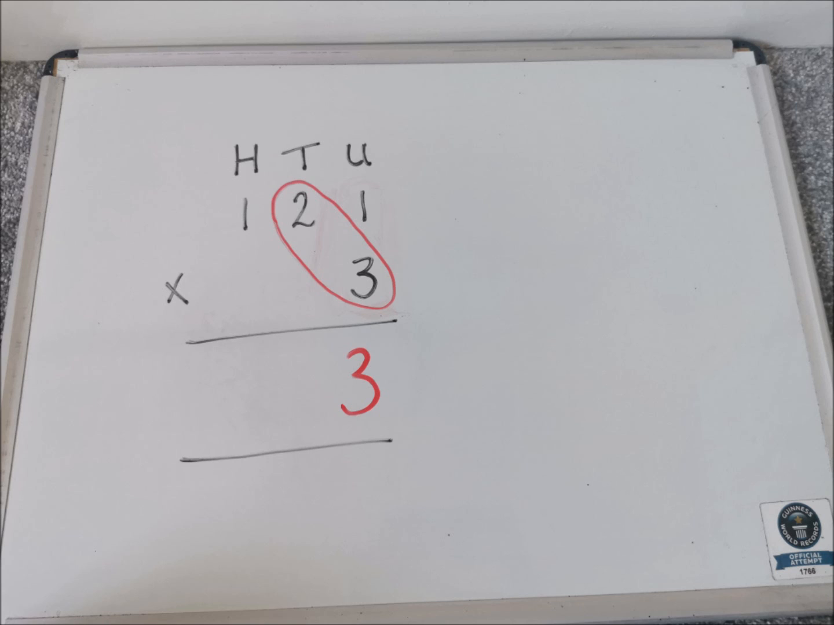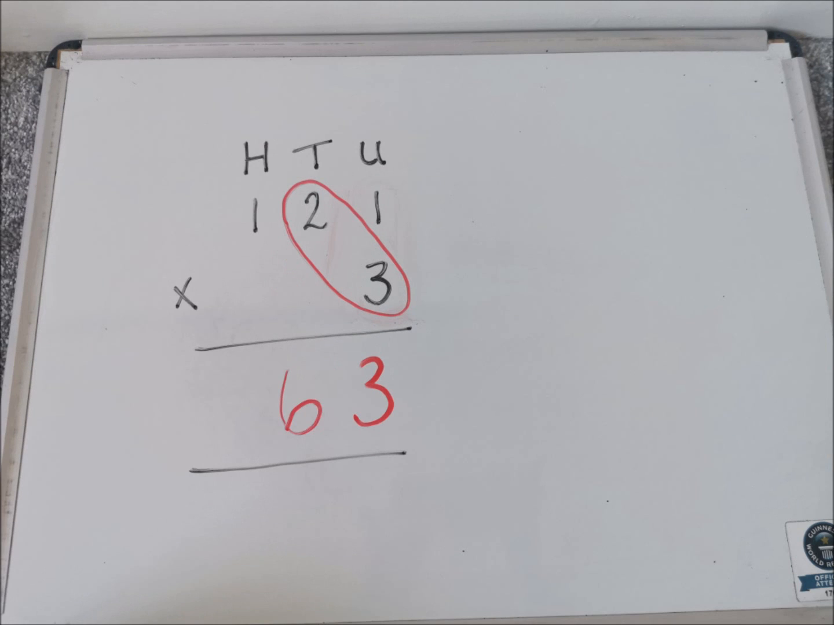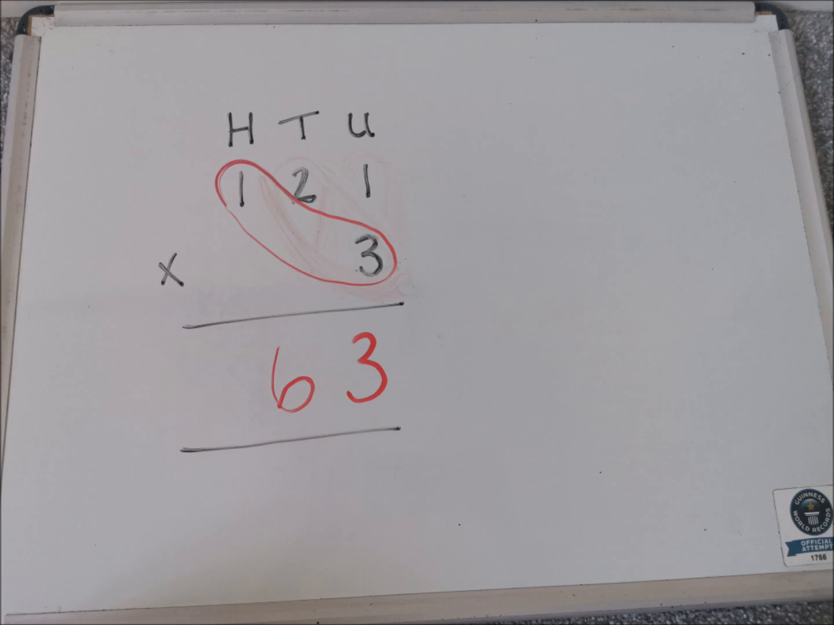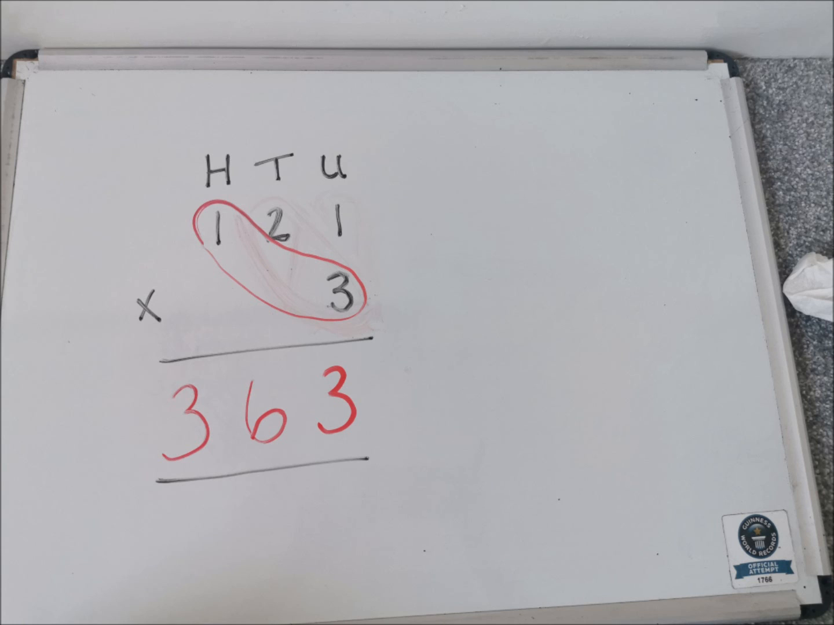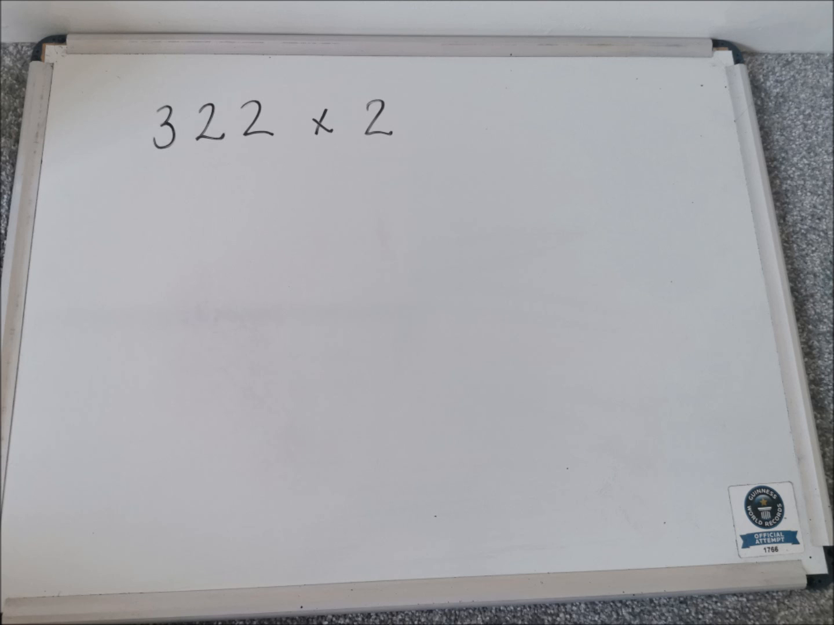Then we move on to this sort of diagonal tens column, so it's 2 times 3 or 3 times 2, and that's 6, so we write 6 underneath the tens column. Then the last bit is 3 times 1, so we're moving over into the hundreds column, so we've got 3 times 1 again, and that is 3, so we pop that underneath the hundreds column, and our final answer is 363.